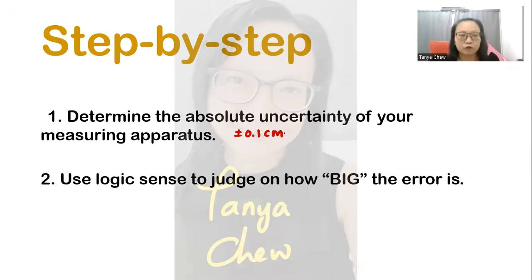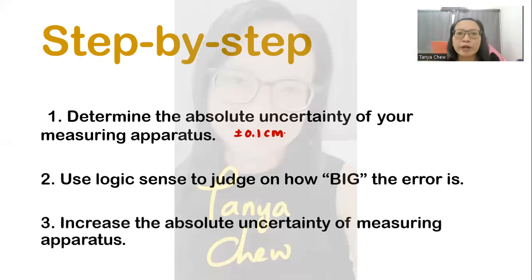Then second step, use your logic sense, because this is about logical thinking to judge how big the error is. You see, I have to look at the rebound height of the ball, but the ball is not close to the scale on my meter rule. It is still far apart. How am I going to use my imaginary horizontal line to check the maximum height and link it to the scale on a meter rule? Don't you think so? So I think the error is quite large, right?